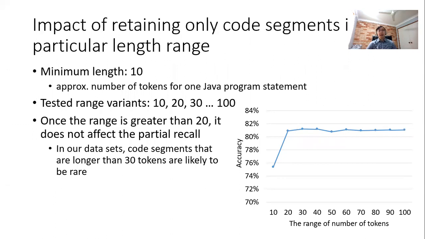Next, the impact of retaining only code segments with a particular length range. Here, we set the minimum length as 10, which is the approximate number of tokens for one Java program statement. And we have 10 tested range variants from 10 to 100. As we can see in the figure, once the range is greater than 20, it does not really affect the partial recall, because in our dataset, code segments that are longer than 30 tokens, 20 plus 10, are likely to be rare.